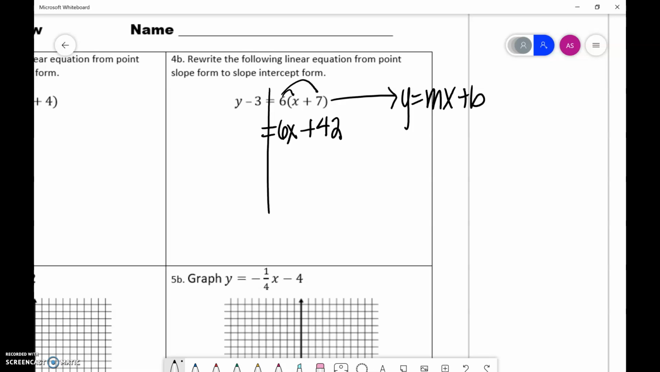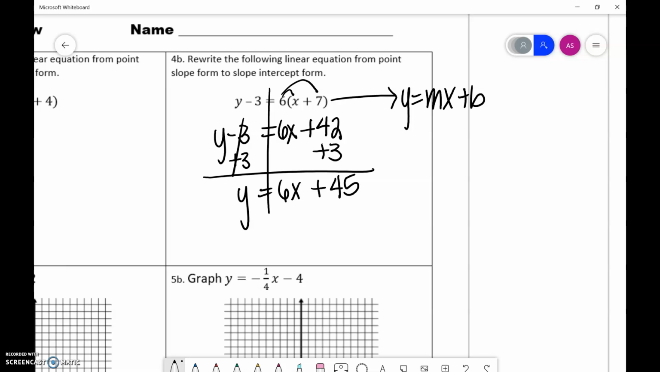Then I'm going to go ahead and bring down my left side. So from there, I'm going to add 3 to both sides. I'm going to have y equals 6x plus 45. Okay, and this is my answer. I know I'm done solving when I have this y by itself. So I'm done with that equation. It's in slope-intercept form, and I'm good to go.